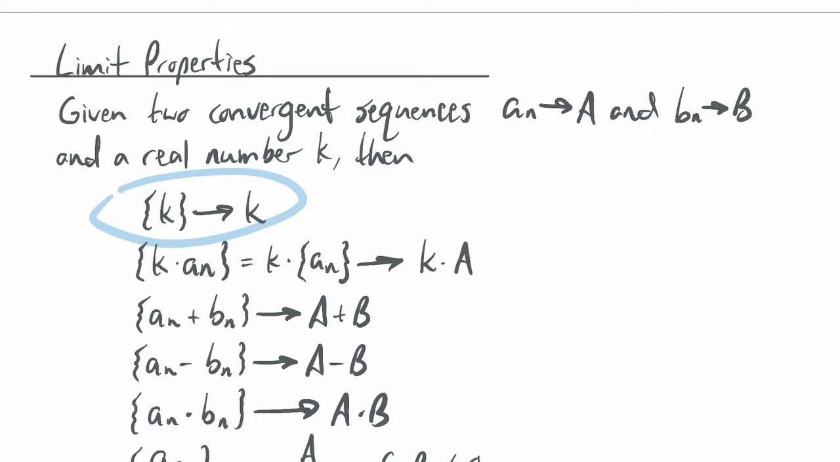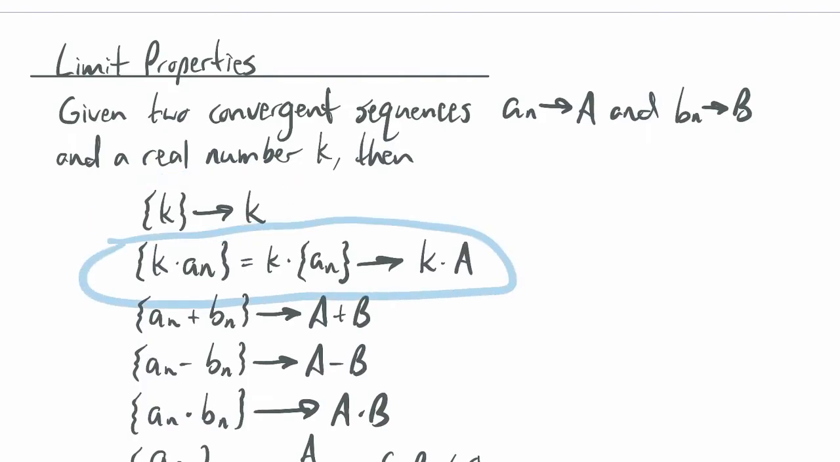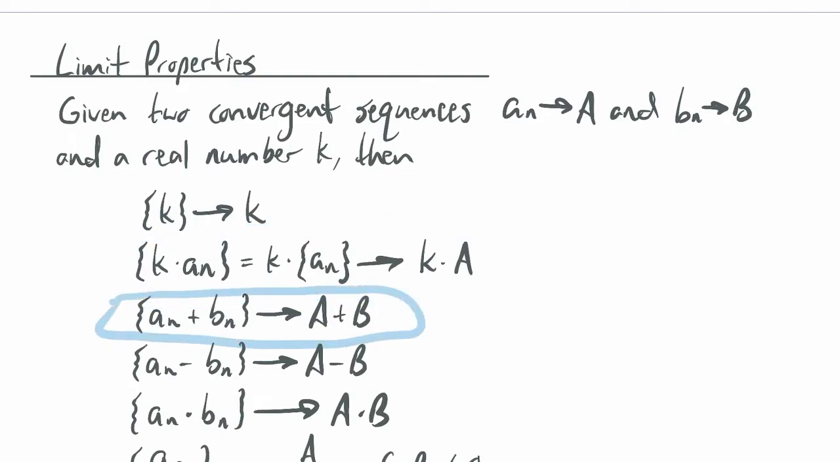So the sequence would go like 2, 2, 2, 2, 2, 2, 2. All the numbers in the sequence are 2. Well, the limit's 2, kind of like the constant function. If you have f of x equals 2, the limit would be 2. So the sequence k times a sub n goes to k times A. If you have a sum of two sequences, then the limit will just be the sum of the two limits. Okay, the limit of the sum is the sum of the limits, essentially.